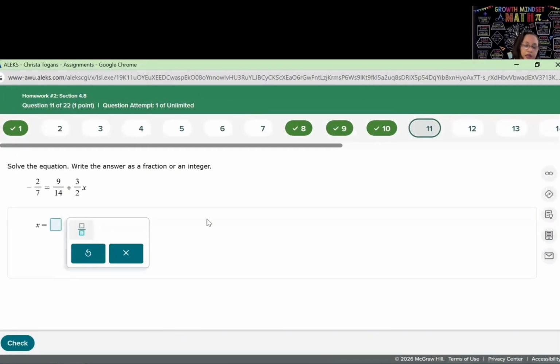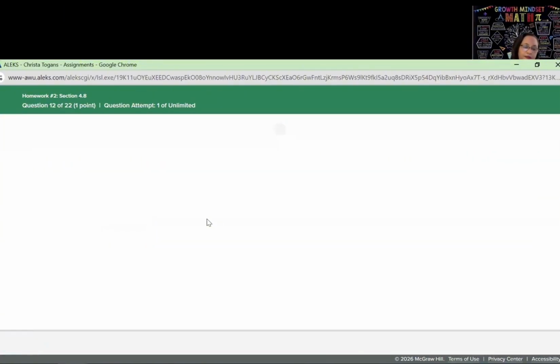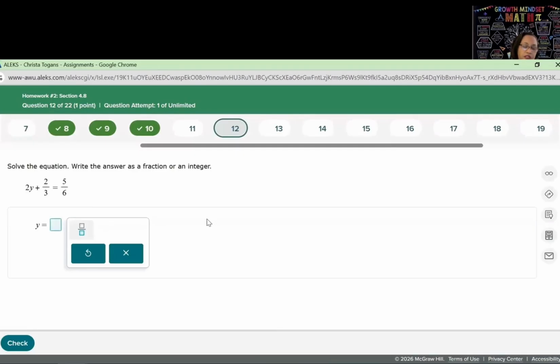And so you do the same thing here. You just subtract 9/14 from both sides, and then multiply by 2/3 in the end. So I'm going to continue. I'm going to go past that one. Same thing here. I'm going to subtract 2/3 from 5/6, and then I'm going to divide by 2. So I'll do that one that's a little different.